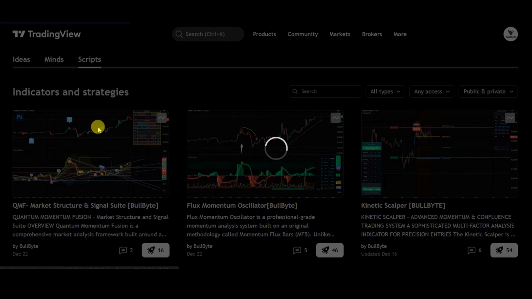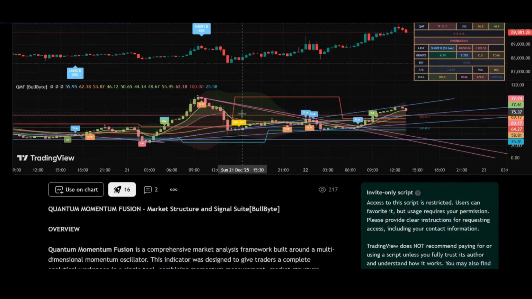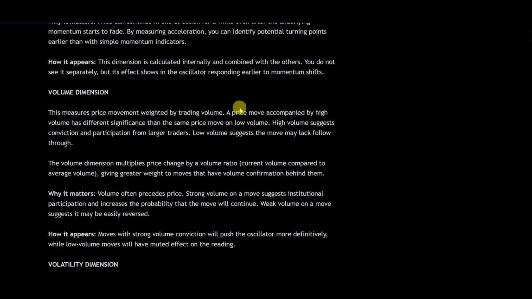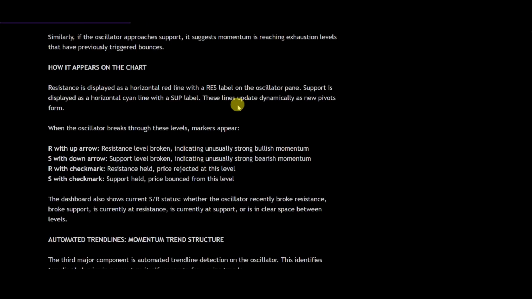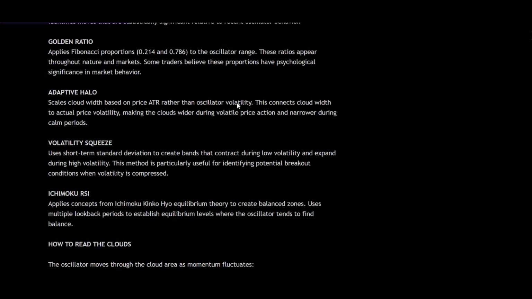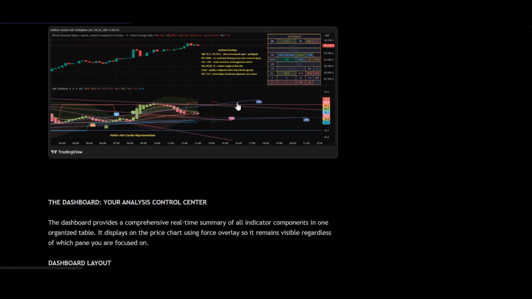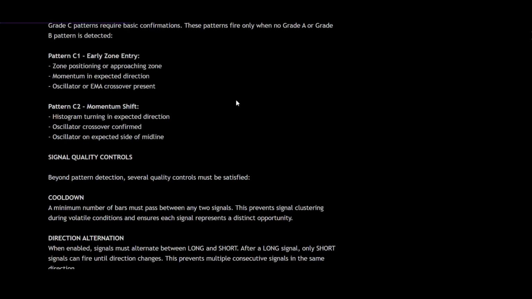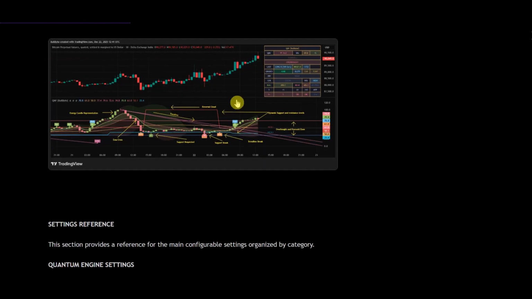Now, today I'm super excited to introduce you to something special. It's called the Quantum Momentum Fusion, or QMF for short. The full name is QMF Market Structure and Signal Suite by BullByte. And honestly, this indicator is a game changer for anyone who wants a complete trading setup all in one place. Think about it: market structure, multi-timeframe views, trend analysis, and confluence signals. Everything you need wrapped into one powerful tool. No more cluttering your charts with 10 different indicators. This does the heavy lifting for you.